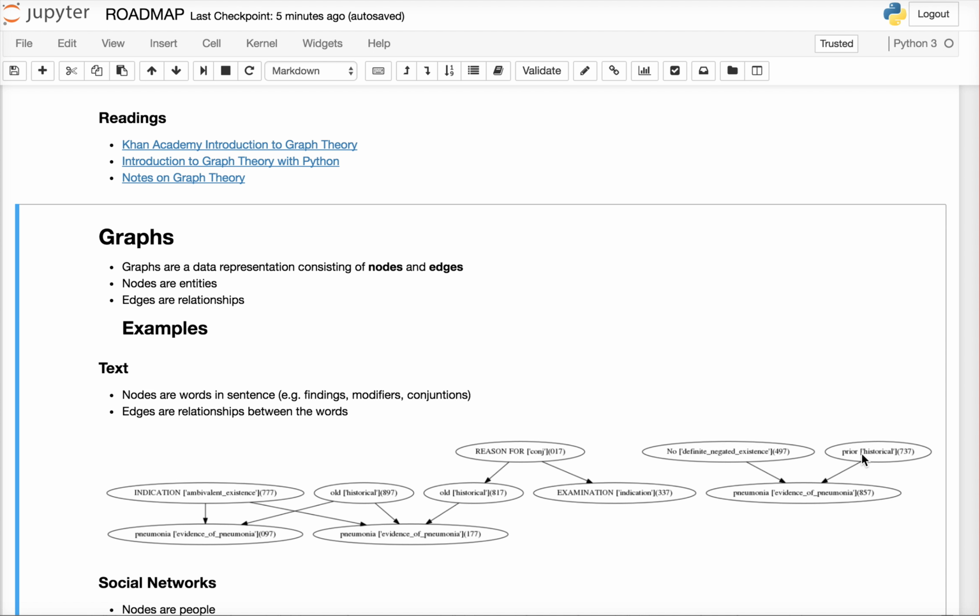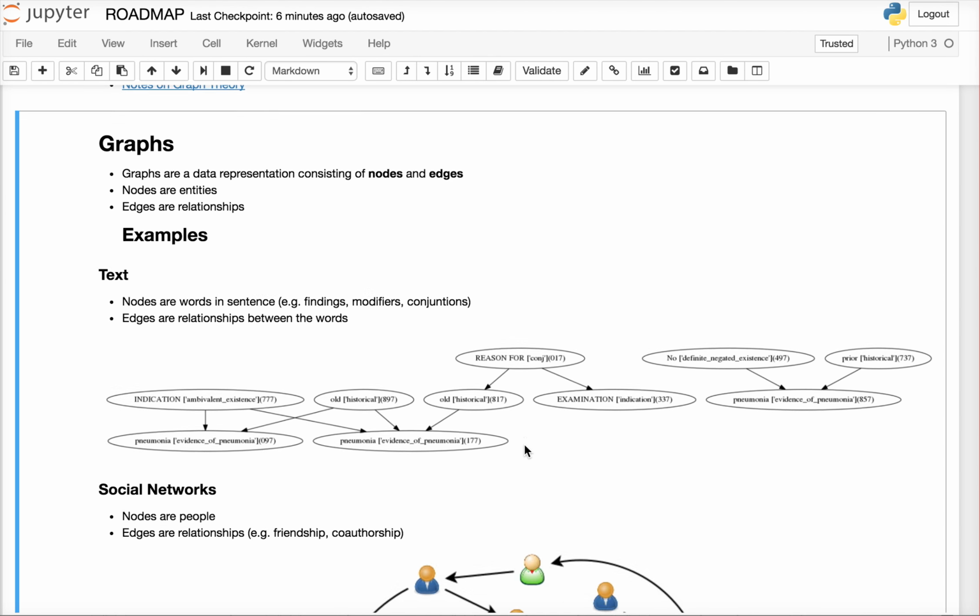So these nodes, the ovals, are concepts that were extracted from a sentence, and the edges are the relationships between those concepts and the sentences. And you can see that these edges are arrows, and that this is a directed graph, that there is a relationship between reason for and examination that is different than the relationship between examination and reason for.